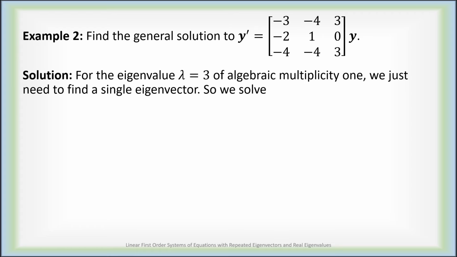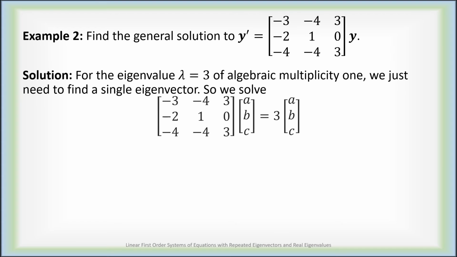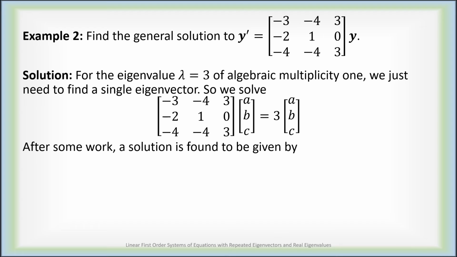Well, the eigenvalue of 3 had algebraic multiplicity 1, so we're only looking for a single eigenvector, so we just go ahead and set up that the matrix times a column of unknowns is 3 times that column. After a little bit of work, which is kind of old hat by now, one possible solution is 3, negative 3, 2.